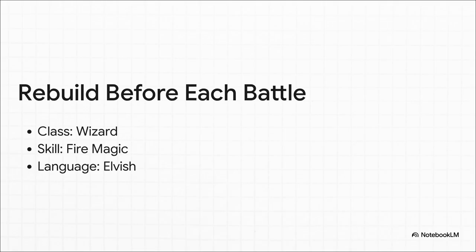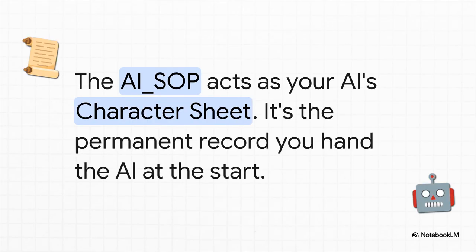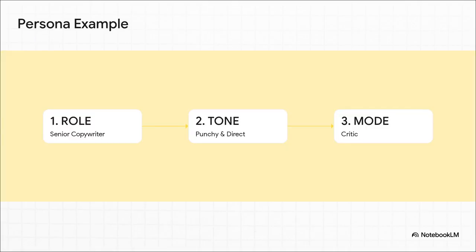Well, believe it or not, that's pretty much what most of us are doing with our AI assistants every single day. The AI SOP is that permanent character sheet. It's the file you hand the AI right at the beginning of the conversation to instantly remind it of its identity. So what does that actually look like? Well, it can be super simple. You just define its persona with a few key lines. For example, you tell it, your role is a senior copywriter. Your tone needs to be punchy and direct, and your mode is to act as a critic, to find the flaws in my work. Just like that, the AI has its core instructions.